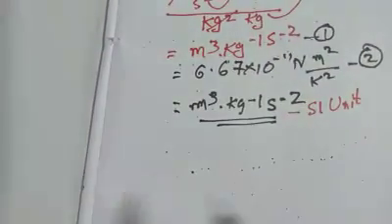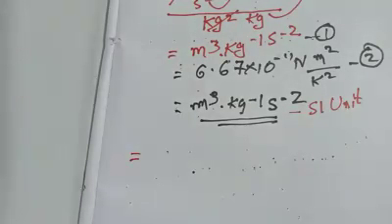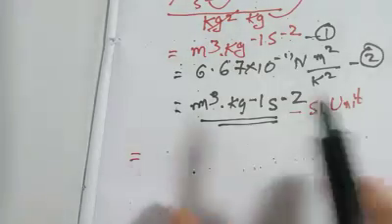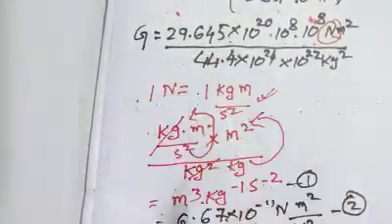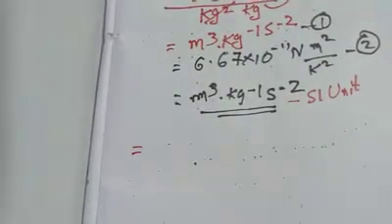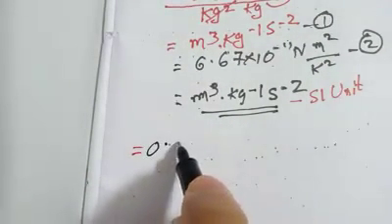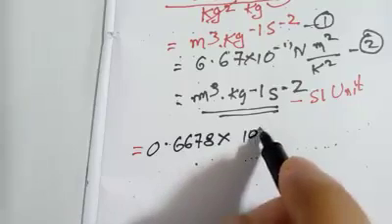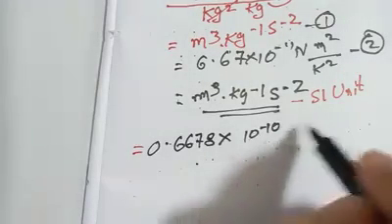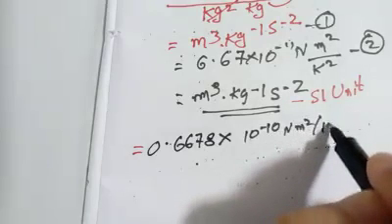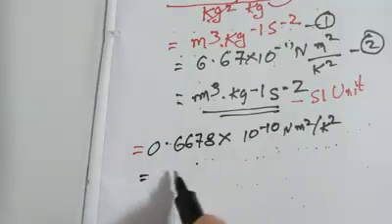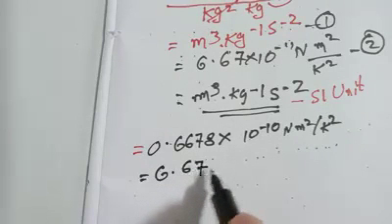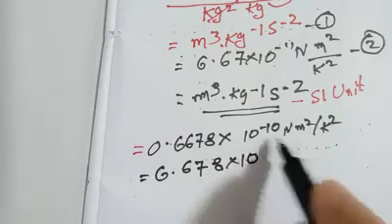Now let me quickly derive it from this particular equation, because I'm not going to spend more time writing all those parts, since you already know you can do it on your own. Just to mention the important part, if you calculate it, it would eventually come to 0.6678 multiplied by 10 to the power minus 10 Newton meter squared per kilogram squared, which is the unit. And if I shift the 0, it becomes 6.678 times 10 to the power minus 11.